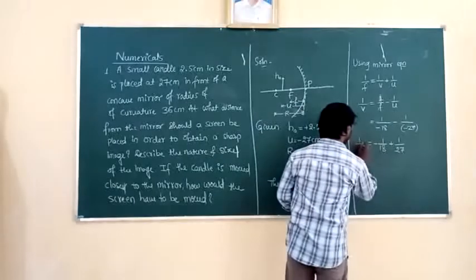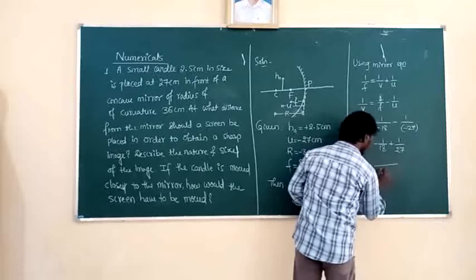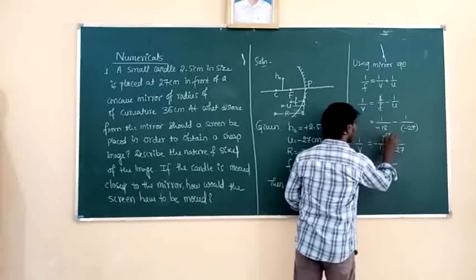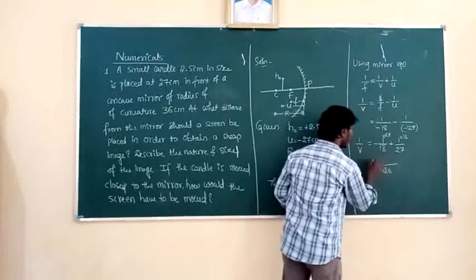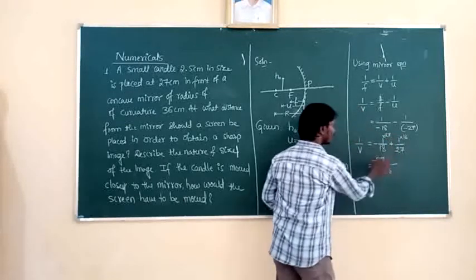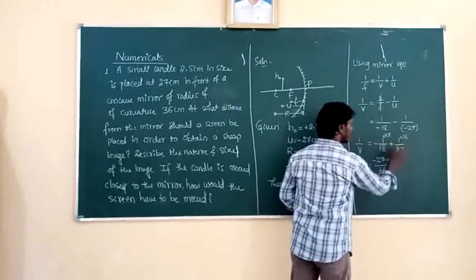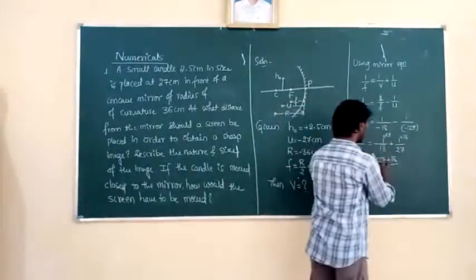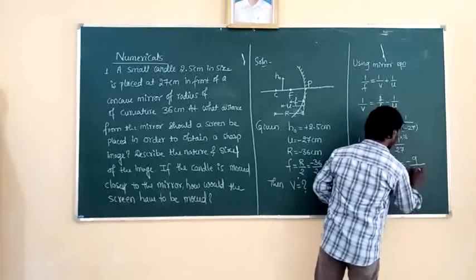Now it is 1 by v, it is 1 by 486. Then 18 times 27 is 486, and 27 times 18 is 486. Then it is minus 27 plus 18. 27 into 1 is 27, but minus is there, so minus 27, and 18 into 1 is 18. That is minus 27 plus 18, which gives minus 9. It is minus 9 by 486.